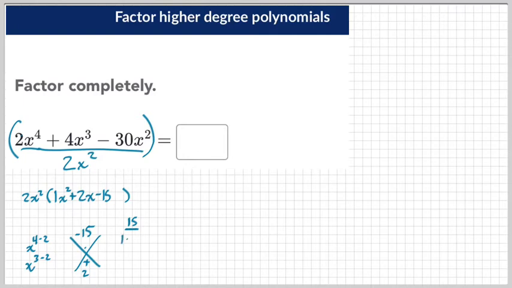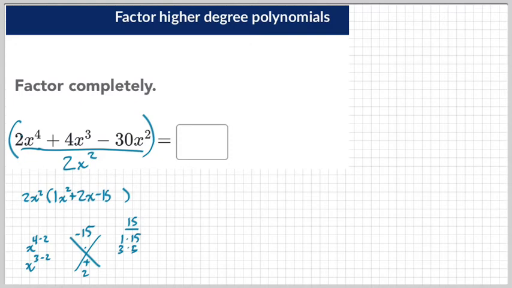1 times 15. 2. Nah, that doesn't work. 3. Yep, 3 times 5. Okay, now 4. Nah, that doesn't work. Next number was 5. Oh, we already have a 5. Okay, that means we're done. Those are all the factors that multiply to give you 15. Now, which of those factor pairs, 1 and 15 or 3 and 5, will somehow add to give you a positive 2? You have to make one of them negative.